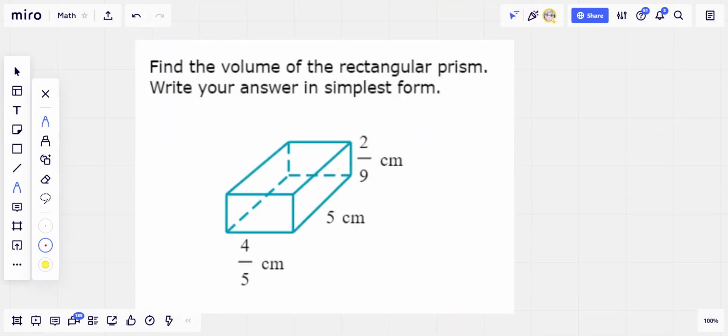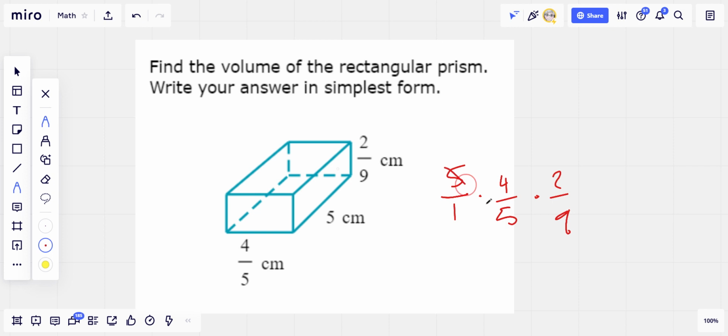So here we've got 2 of them are fractions and 1's not, but that's no problem. We're going to do it the same way. We're going to multiply the length times the width times the height. I'm going to start with the 5. I'm going to write it as a fraction just so we have consistency here. And then multiply that by 4/5, and then the height is 2/9. Okay, and at this point, I am going to stop to cancel.